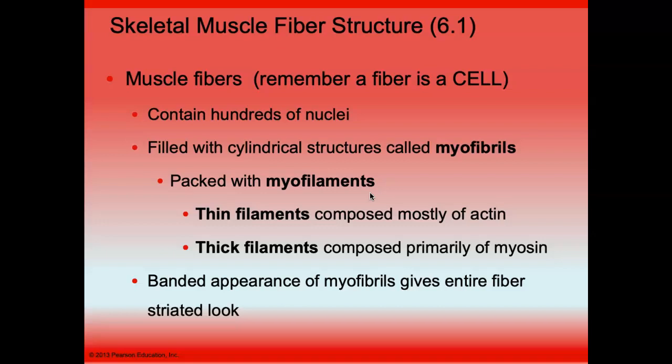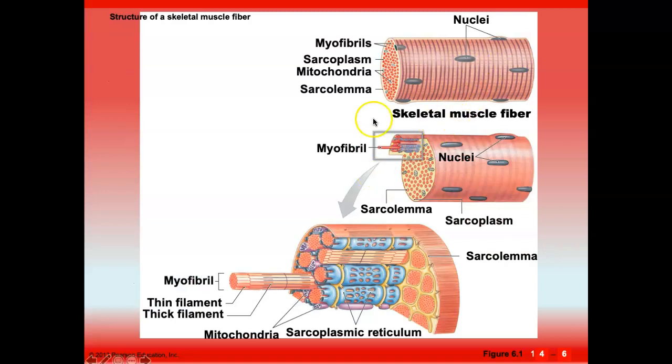They're filled with structures called myofibrils that are packed with myofilaments. These myofilaments are composed of thin and thick proteins. The thin protein or thin filament is actin, and the thick one is myosin. It is these actin and myosin filaments that give the striped appearance of skeletal muscle called striations. So here you can see these striations or stripes.